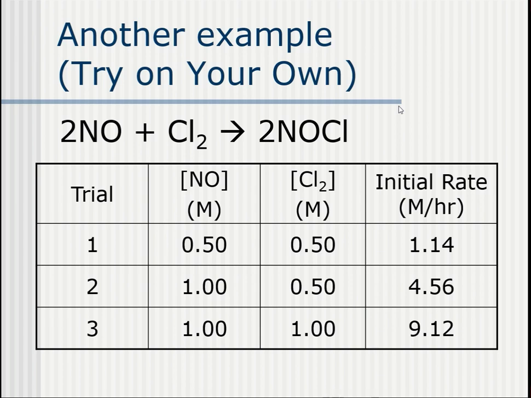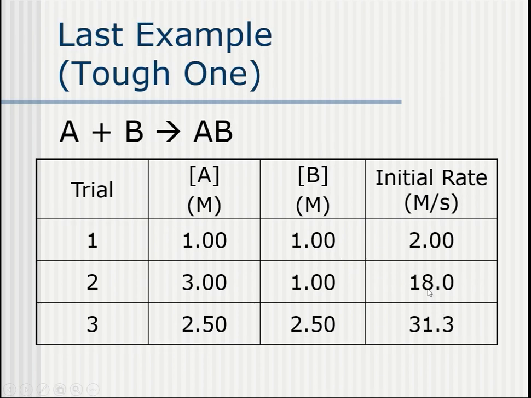So how'd it go? Did you get that it was second order with respect to nitrogen monoxide and first order with respect to chlorine? And then the rate law constant actually should have been 9.12 molarities per hour. So it should have been molarities to the negative 2 and hours to the negative 1. Did you get that? Good.